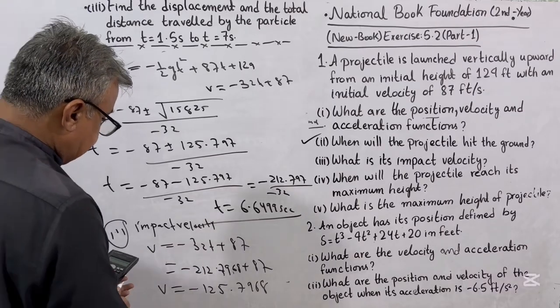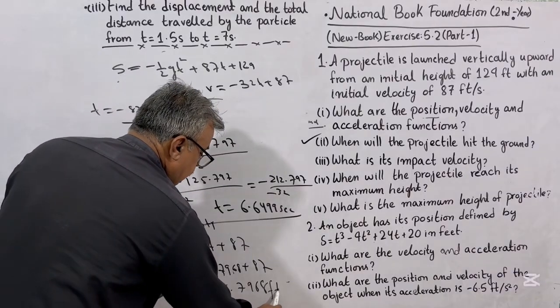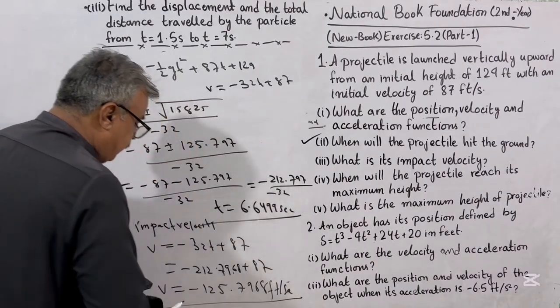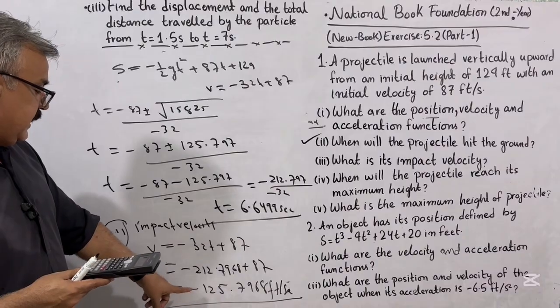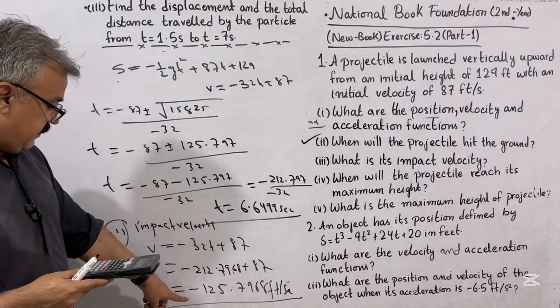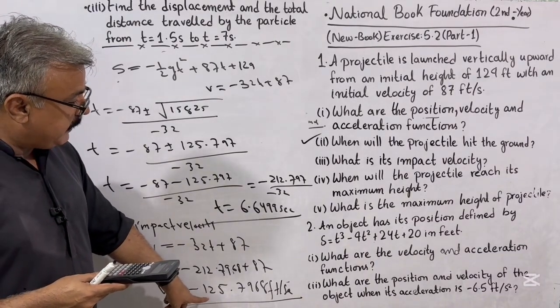Cool, 125. That is the velocity with which the projectile hits the ground. That is the impact velocity. Negative shows the impact velocity.